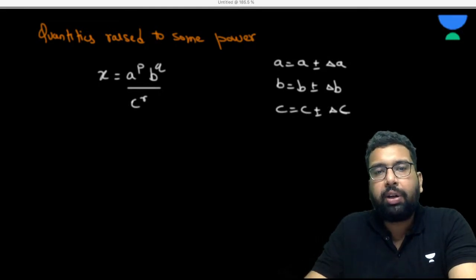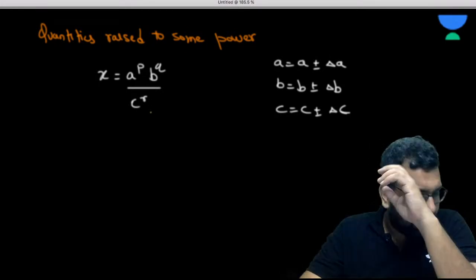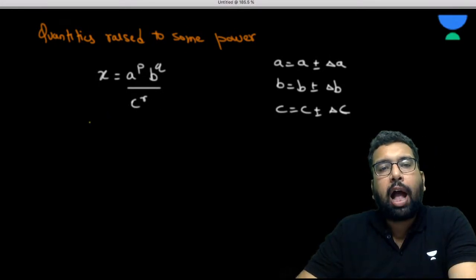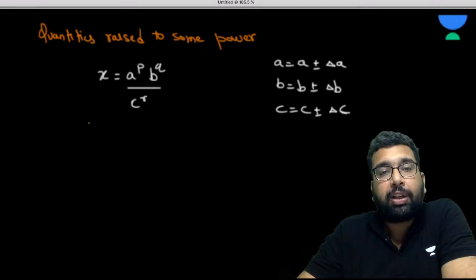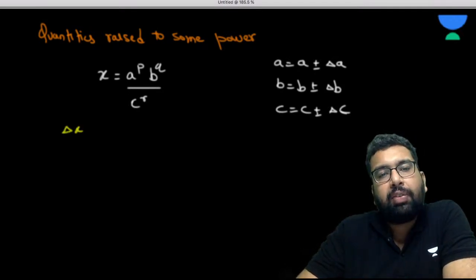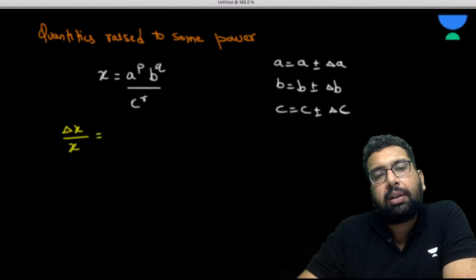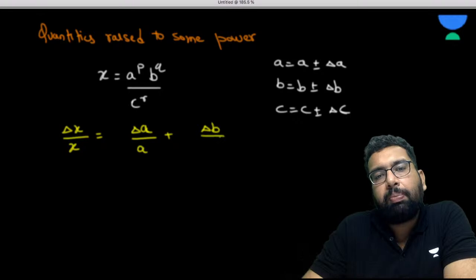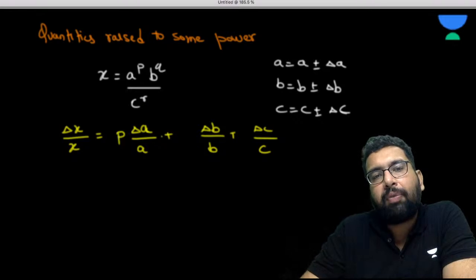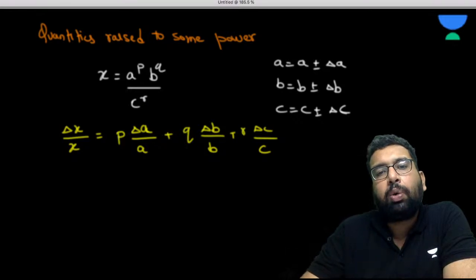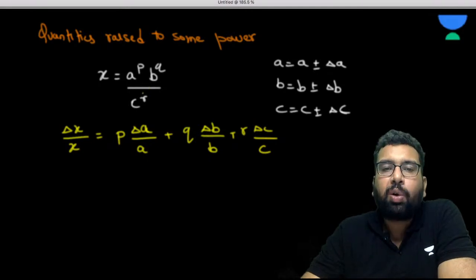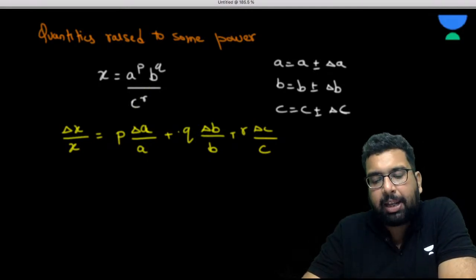So how can we do it? For this, we have to use the principle of differentiation, as we have seen lastly. We can write this way: delta x by x is equal to, similarly to what we did for multiplication and division using differentiation, p times delta a by a, plus q times delta b by b, plus r times delta c by c. So whatever power is there with whatever quantity, it gets multiplied.